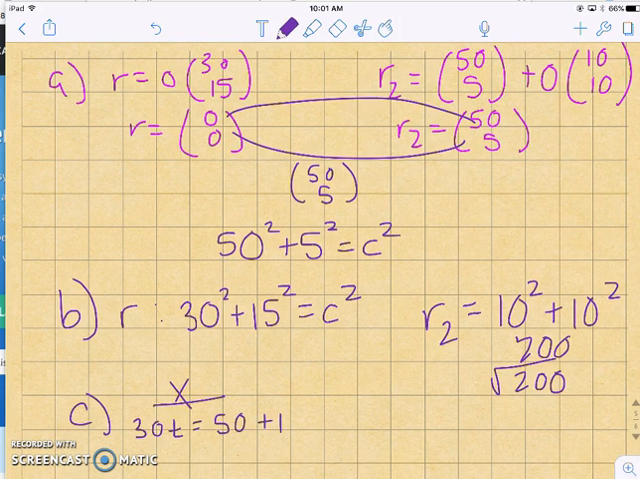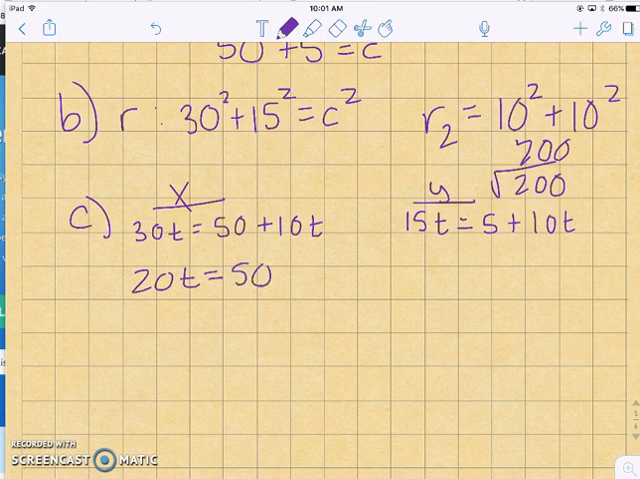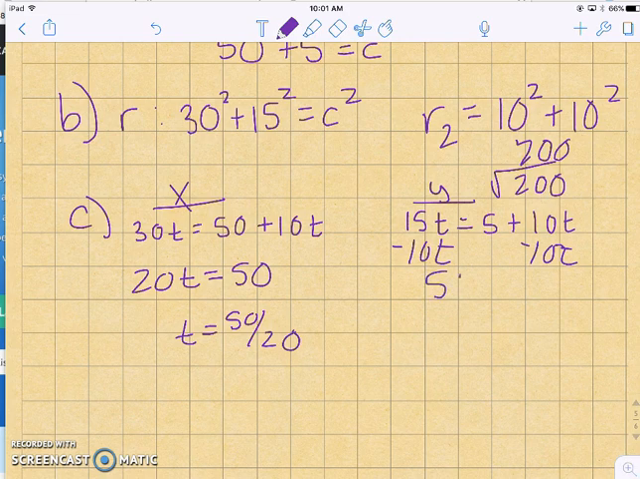So plus 10 equals 5 plus 10t. So let's see if we solve this. So this would be 20t equals 50. So t equals 50 over 20. So minus 10t, minus 10t, 5t equals 5. So t equals 1.